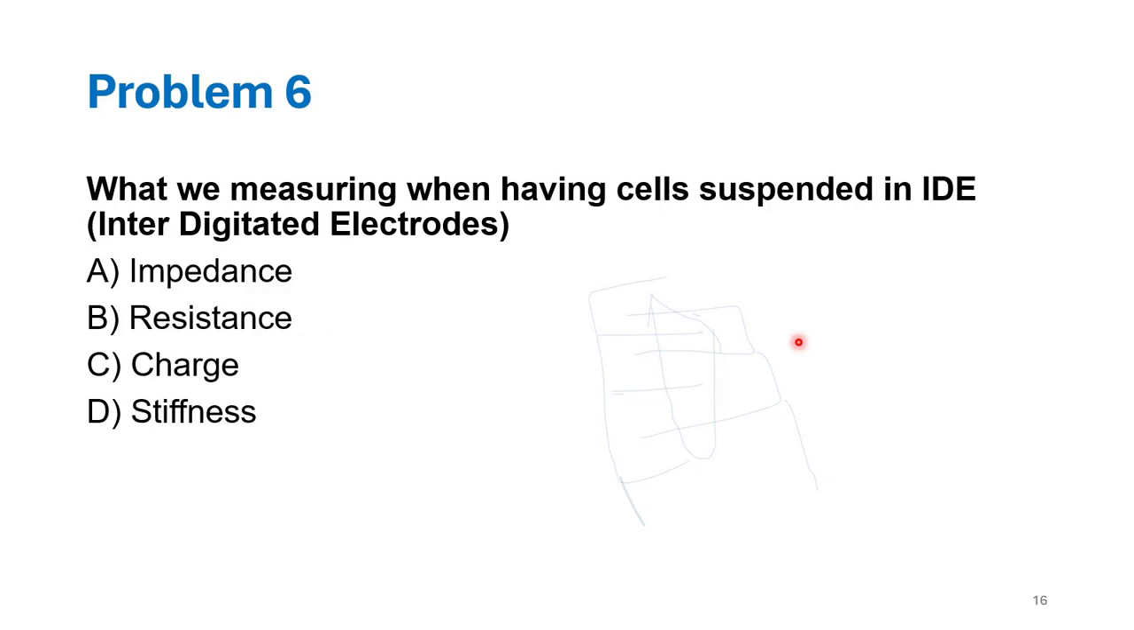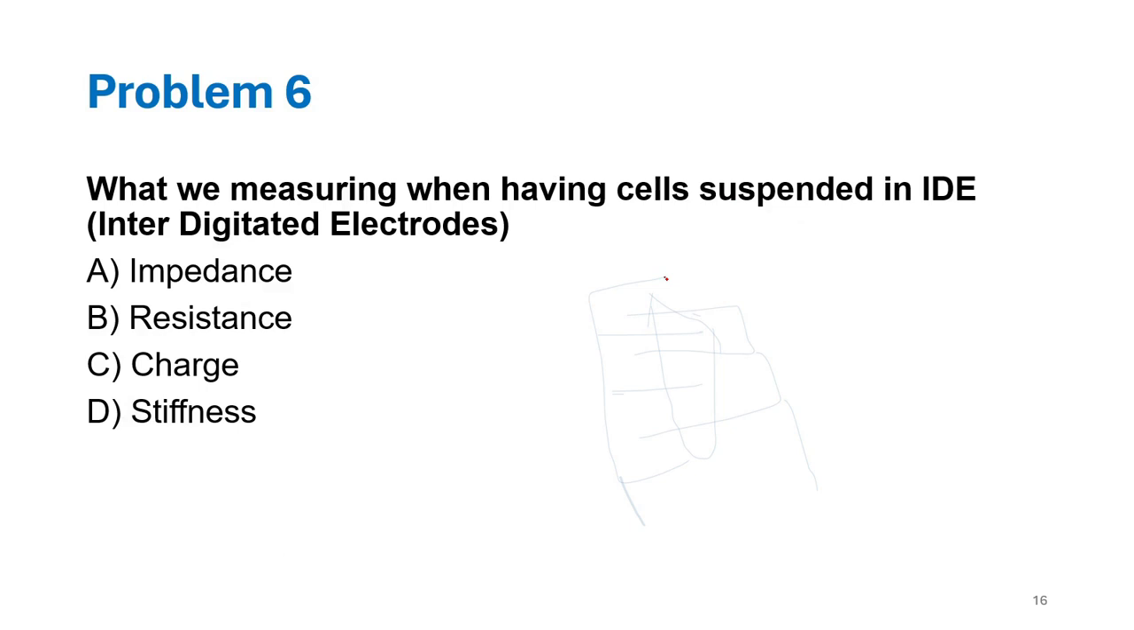What are we measuring when having cells suspended in IDE, interdigitated electrodes? Option A is impedance, B is resistance, C is charge, and D is stiffness. So what happens when we are having cells suspended in IDE?